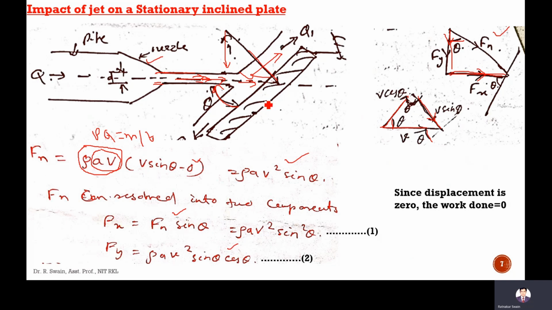Since this is a stationary plate and the final velocity is 0, the displacement is 0. The plate is not moving, it is fixed. It's a fixed plate, so the work done will be 0. So the power will be 0.